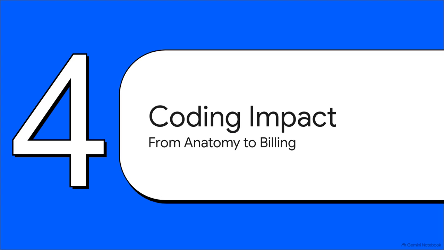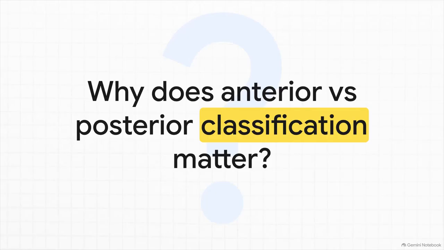Let's pivot to Section 4, Practical Coding Impact, taking this from anatomy straight to billing. So you might be wondering, why does this distinction between anterior and posterior actually matter? Why can't a tooth just be a tooth? Well, it matters because clinical documentation drives code validation.